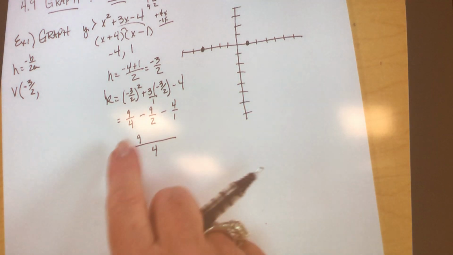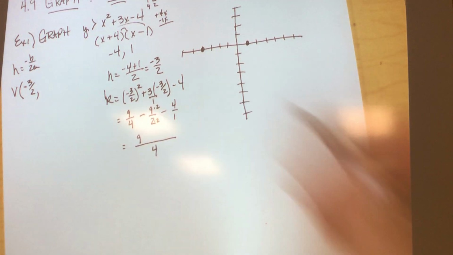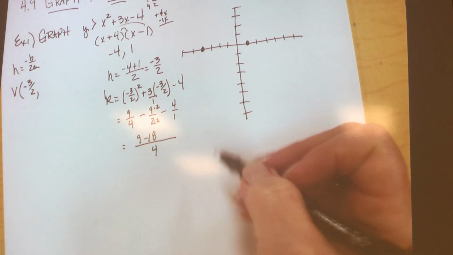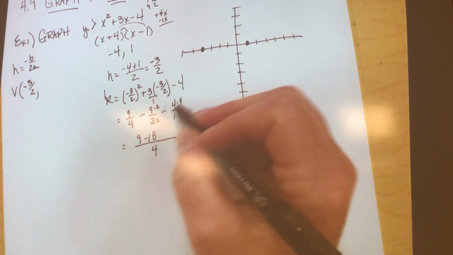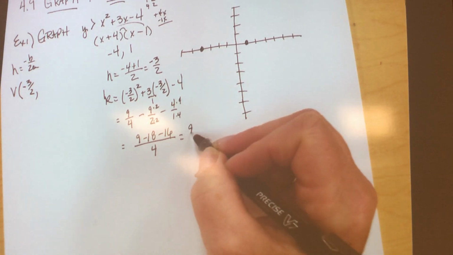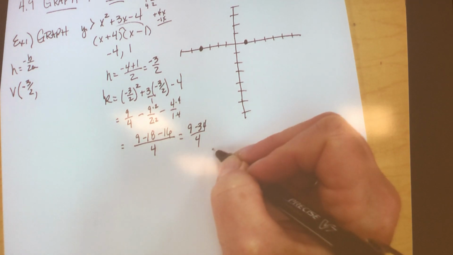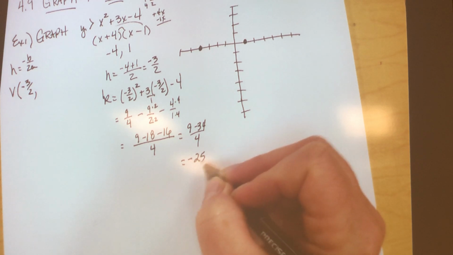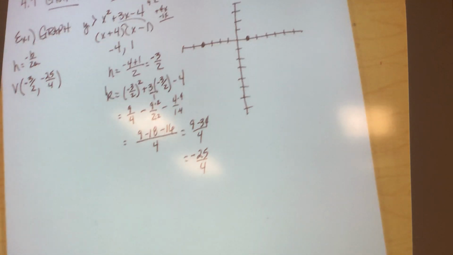All right? What are you going to do to this guy? Times 2, so you multiply the top times 2. Okay? What is -9 times 2? All right? What are you going to do to this guy? Times 4, so times 4. What's -4 times 4? All right? So I'm going to say 9, -18 and -16 is -34. And then 9 minus 34, -25. So -25 fourths. Are you with me?